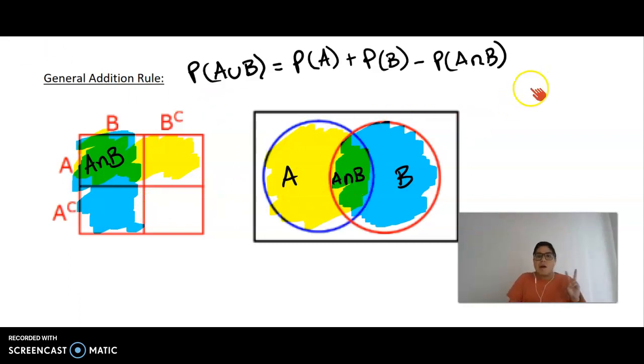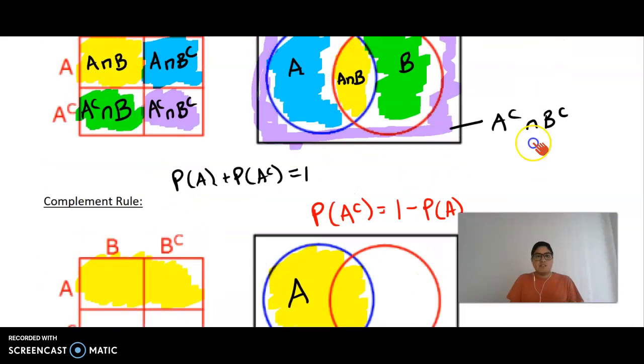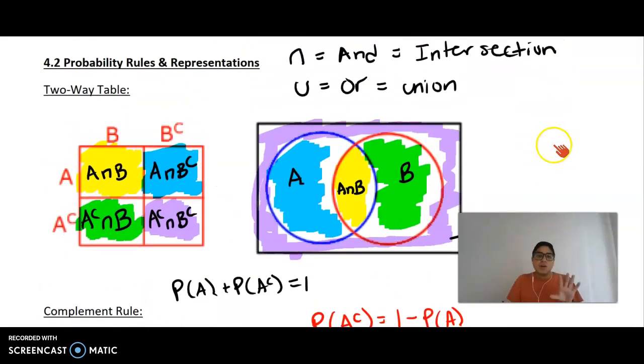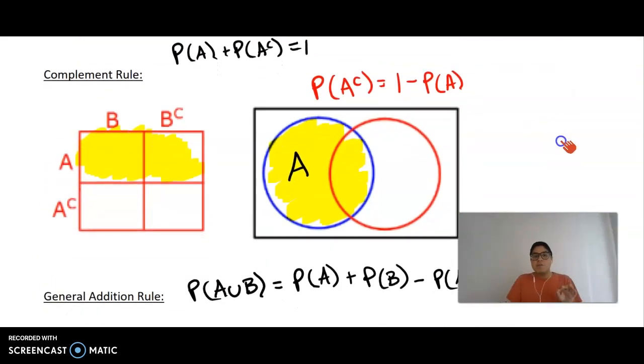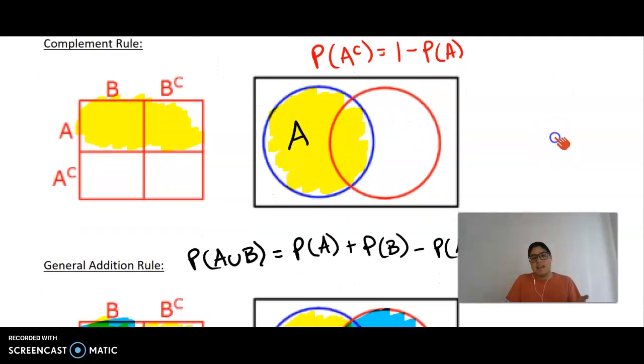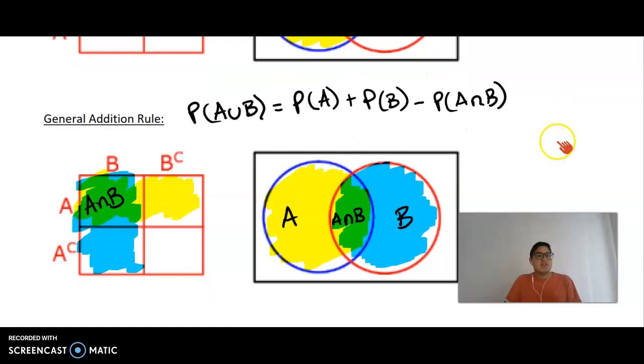So those are our probability rules, the very fundamental ones. So we have a two-way table, which helps us to organize our data. The complement rule, which says the probability of A not happening is 1 minus the probability that A happens. Then we have the general addition rule, which says the probability of A or B is equal to A plus B minus A and B, because again of that double counting.